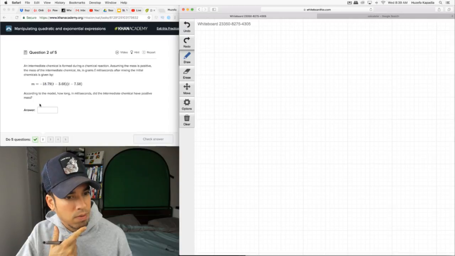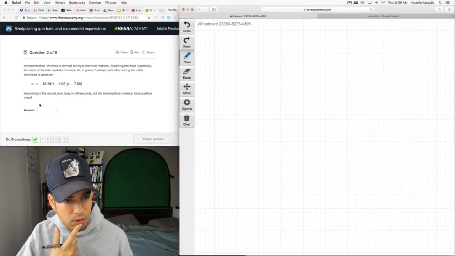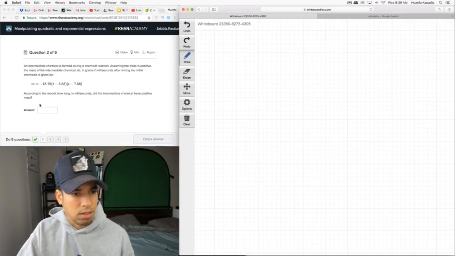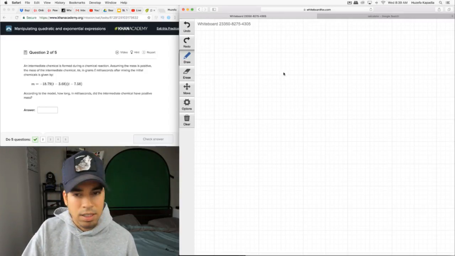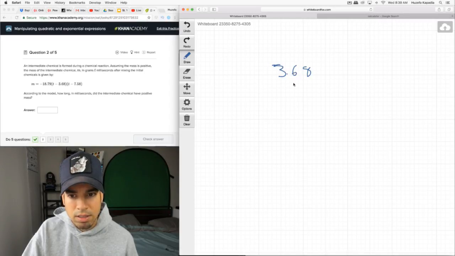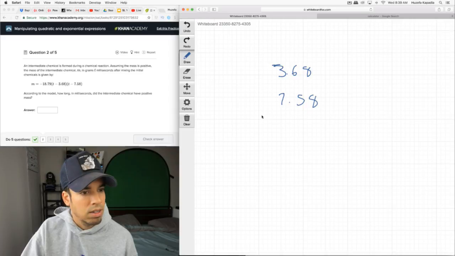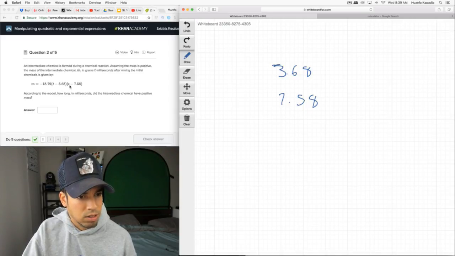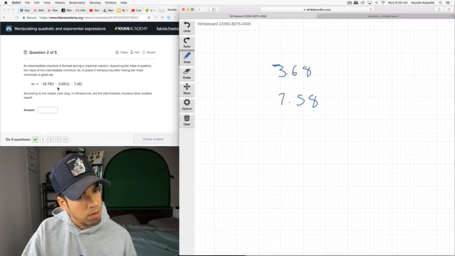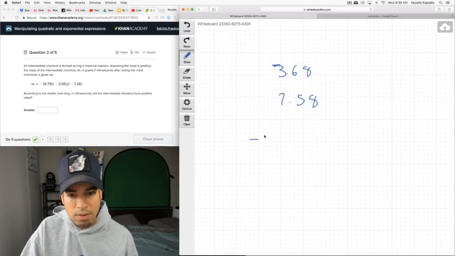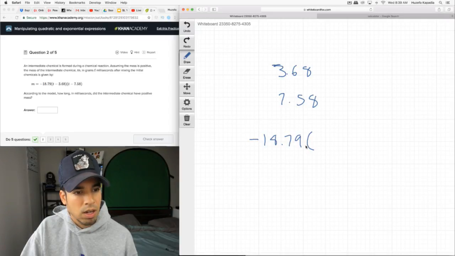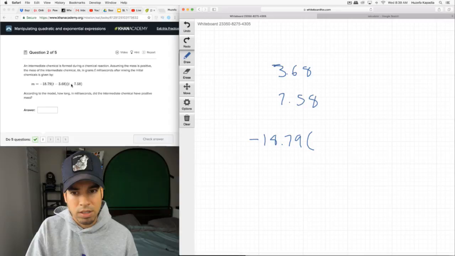But now there's two values. So hold on, let me think about this for a second. When T equals 3.68 and when T equals 7.58, this thing is hitting 0 at both of these points, right? Because at 3.68 seconds, this whole thing goes to 0, the mass equals 0. And then at 4, let's say, let me see what's going on when we're going to have this negative 18.79.